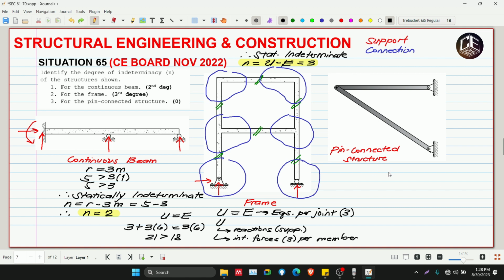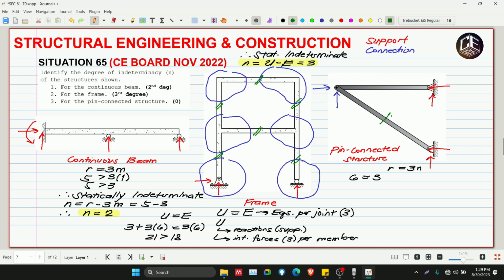So sa number 3, so since pin-connected structure, ang gagamitin natin dito is r is equivalent to 3n. Parehas lang sa ating continuous pin. So, number of reactions sa lahat ha, sa supports and connection. Ano bang support natin dito? 2 pin. Ano bang connection natin dito? Pin. So, anong reaction natin sa connection? 2. Diba? Kasi pin yan. Kaya nga kulay blue, connection. Ito naman red, support. So, we have how many reactions lahat? 6. Then, equivalent to 3, how many members?